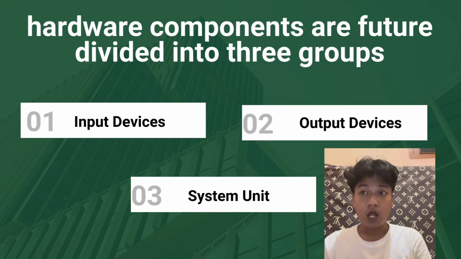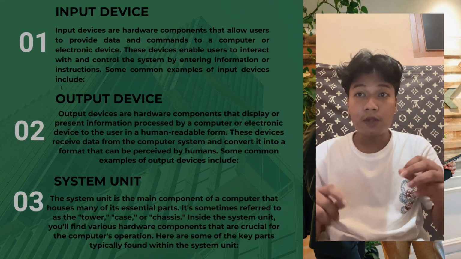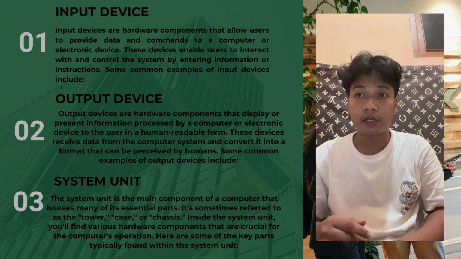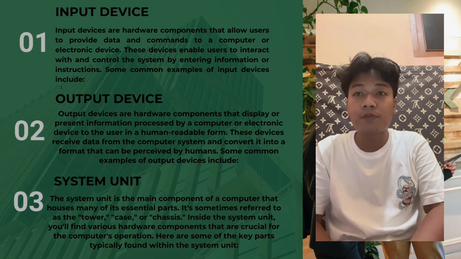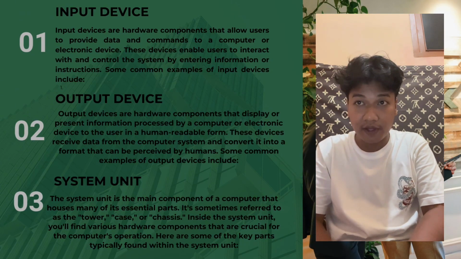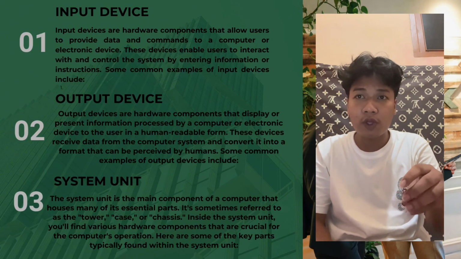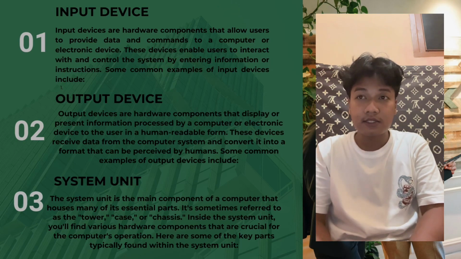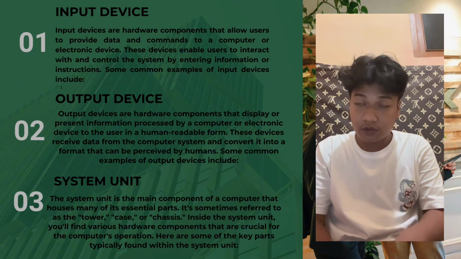Hardware components are further divided into three groups: 1. Input device, 2. Output device, 3. System unit. What is an input device? Input devices are hardware components that allow users to provide data and commands to a computer or electronic device. These devices enable users to interact with and control the system by entering information or instructions.